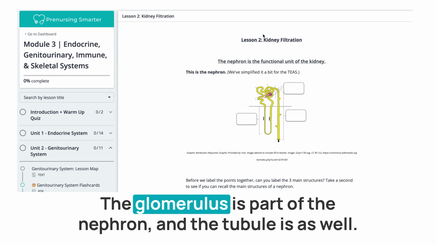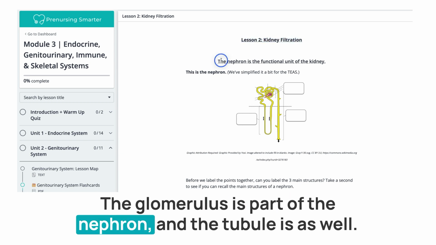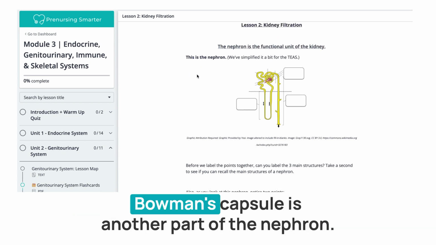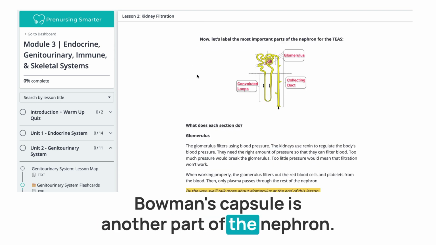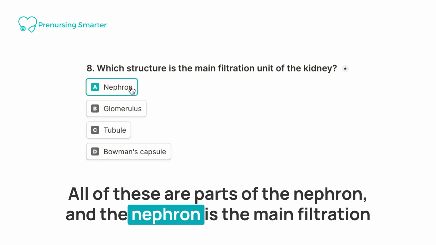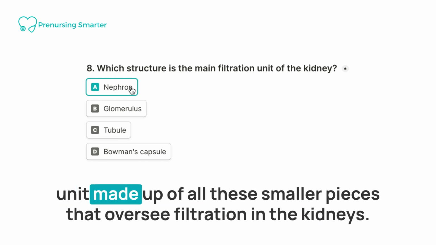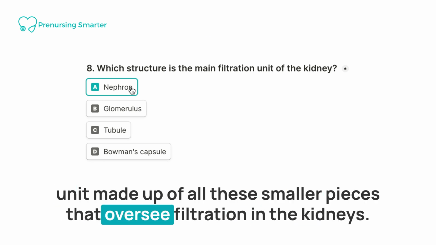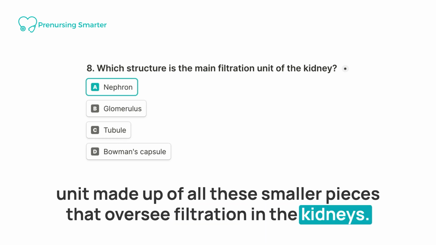The glomerulus is part of the nephron, and the tubule is as well. Bowman's capsule is another part of the nephron. All of these are parts of the nephron, and the nephron is the main filtration unit made up of all these smaller pieces that oversees filtration in the kidneys.